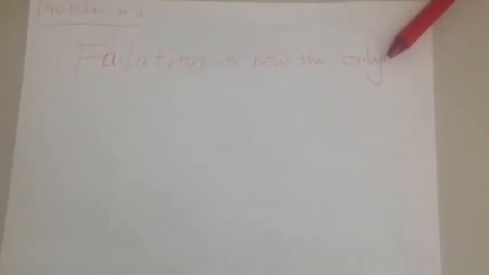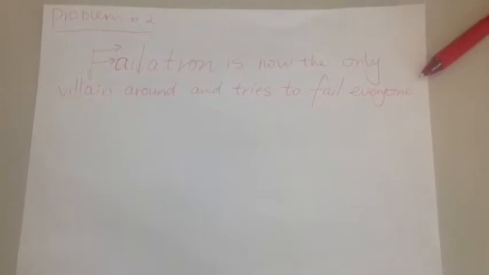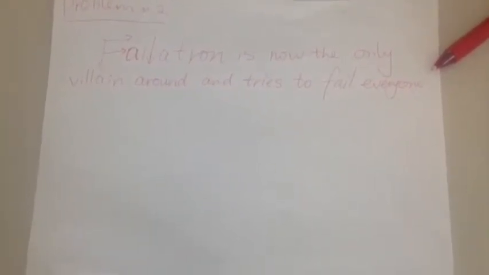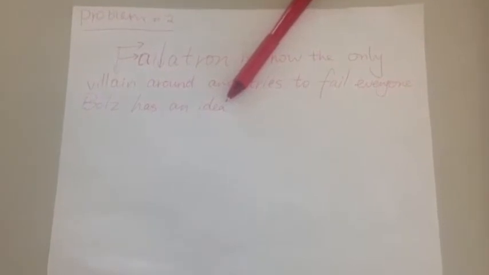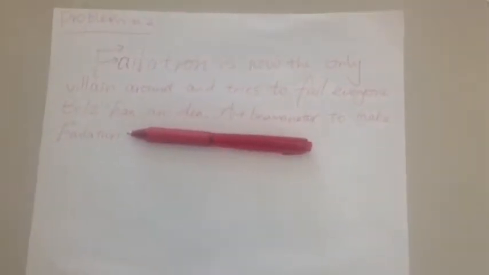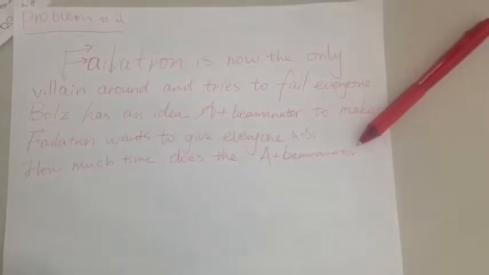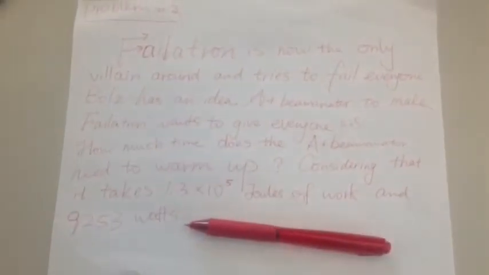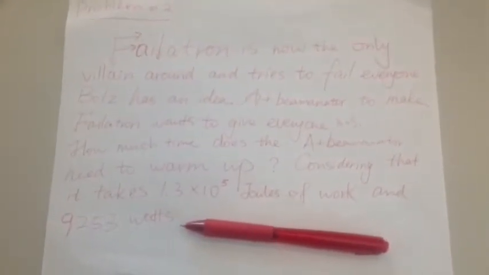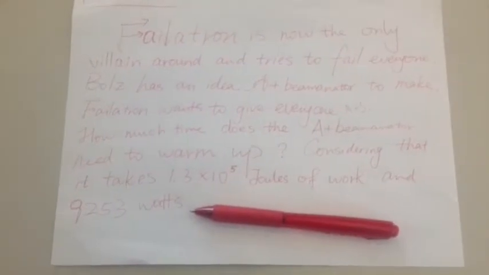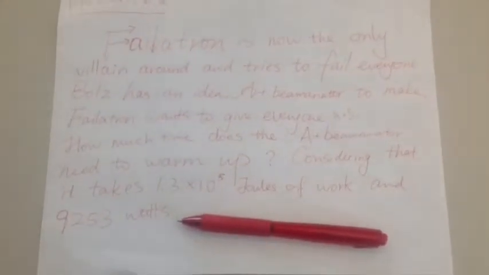Again. Problem 2. Failtron is now the only villain around and tries to fail everyone. Boltz has an idea. A+ beaminator to make Failtron want to give everyone A+. How much time does the A+ beaminator need to warm up? Considering that it takes 1.3 times 10 to the 5th joules of work and 9,253 watts.